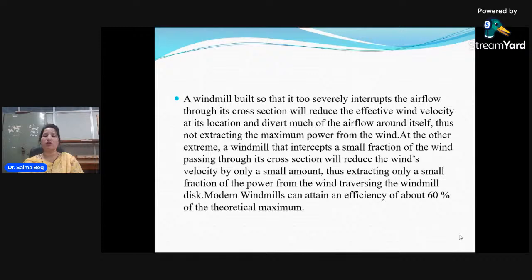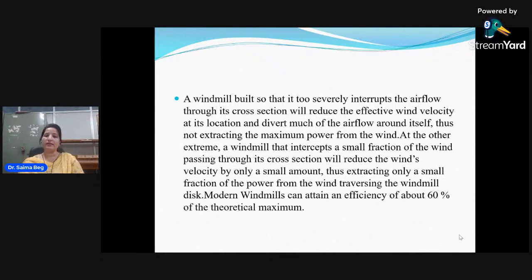Then next is the cost of the wind turbine. A typical 600 kilowatt turbine costs about $450,000, and the installation costs are typically $125,000. Therefore, the total cost will be around $575,000. The average price for large modern wind farms is around $1,000 per kilowatt of electrical power installed.